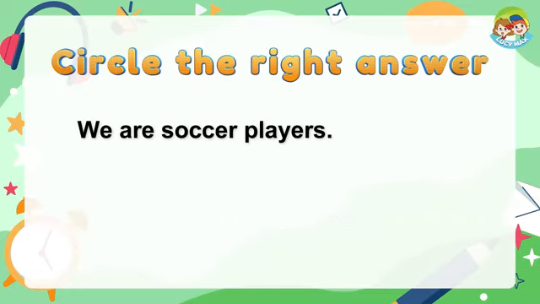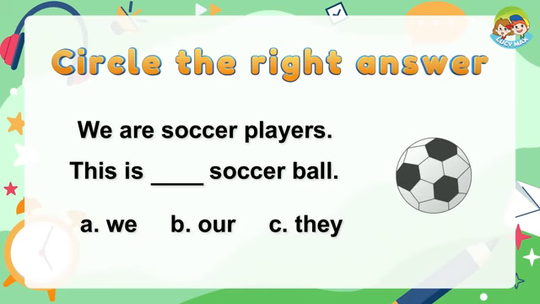We are soccer players. This is blank soccer ball. The answer is B, our. We, you, and other people, you say our. We are soccer players. This is our soccer ball.